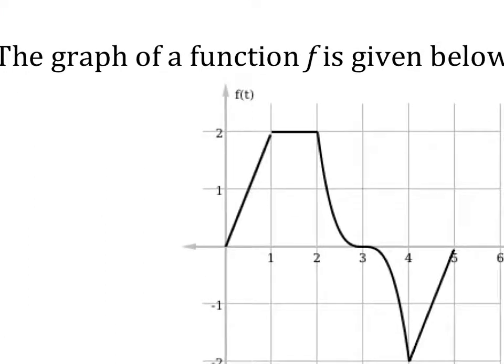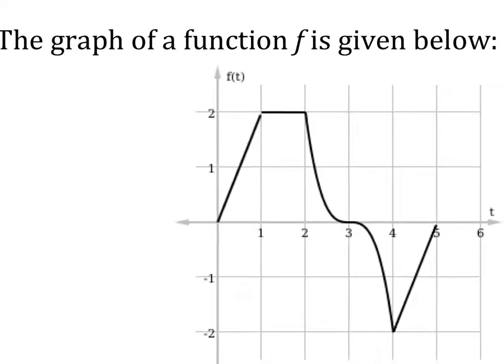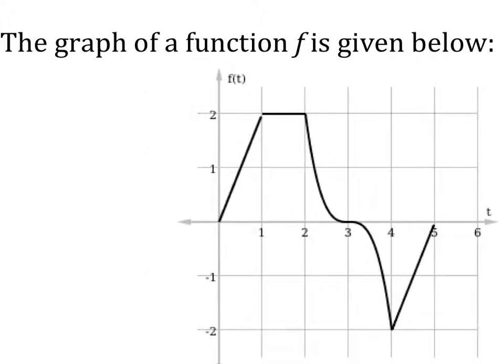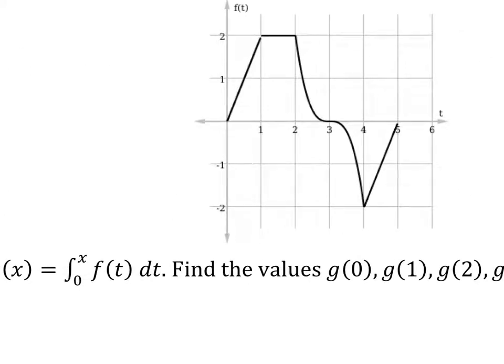All right, let's look at this question. The graph of the function is given below. It kind of looks like that: you have three straight lines, 1, 2, 3, and then this curvy thing in the middle. We are going to look at g of x equal to the integral from 0 to x of f of t dt, and they tell you that this curve is f of t. So g of x is equal to, integral means what?